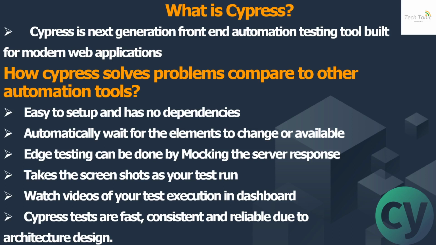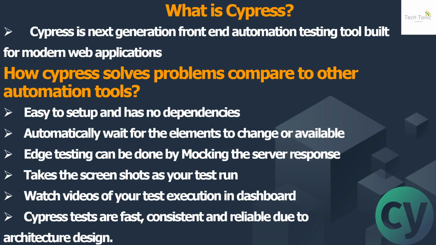Cypress is the next generation front-end automation test tool built for modern web applications. And Cypress is unique compared to other automation tools like Selenium, QTP, Protractor, etc. There are so many automation testing tools available in the market. How is it unique compared to any other tools?